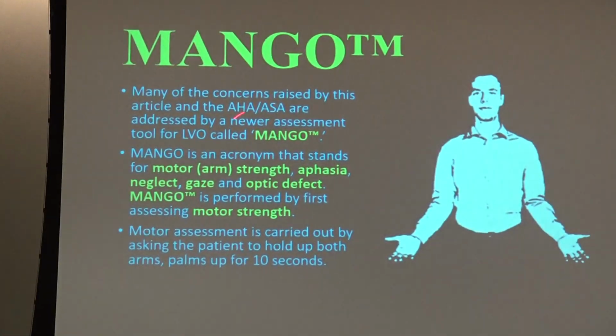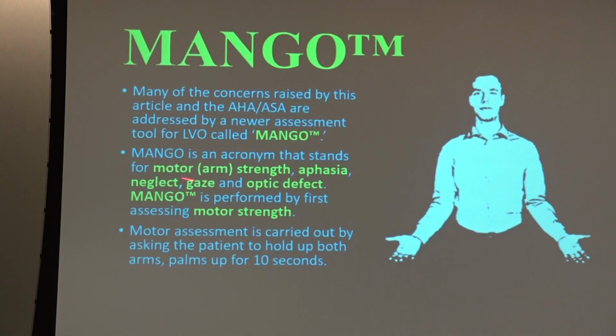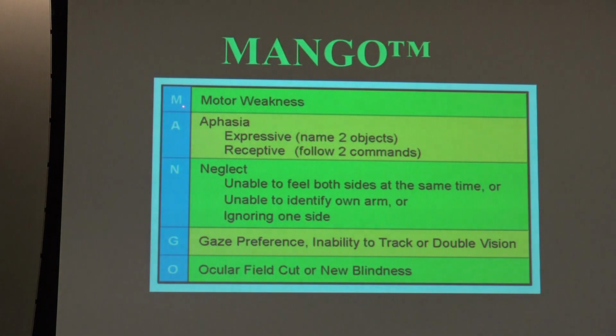And as I said earlier, MANGO assesses for motor arm strength by asking them to hold up their arms, palms up for 10 seconds. We're looking for aphasia, both expressive and receptive, neglect, gaze preference, and optic defect, whether it's a field cut, blindness, double vision, or any visual problem for that matter, okay? So when we look at this mnemonic MANGO, again, it starts with M for motor or arm weakness, then we're looking for aphasia, neglect, gaze preference, or an optic field cut. Remember, when you start with motor weakness, if there is no motor weakness, after asking them to hold up their arms, palms up for 10 seconds, they're MANGO negative.